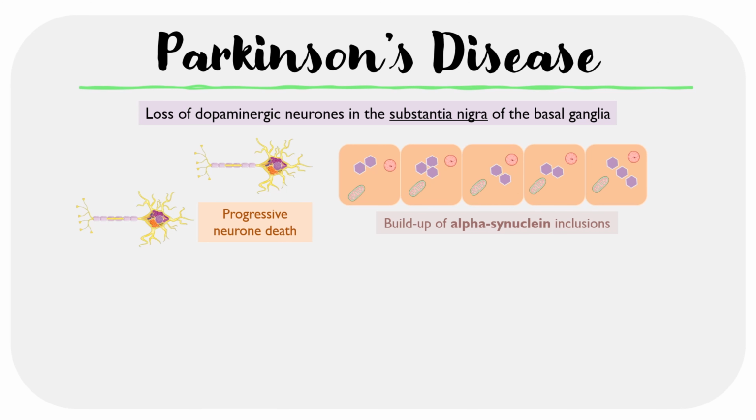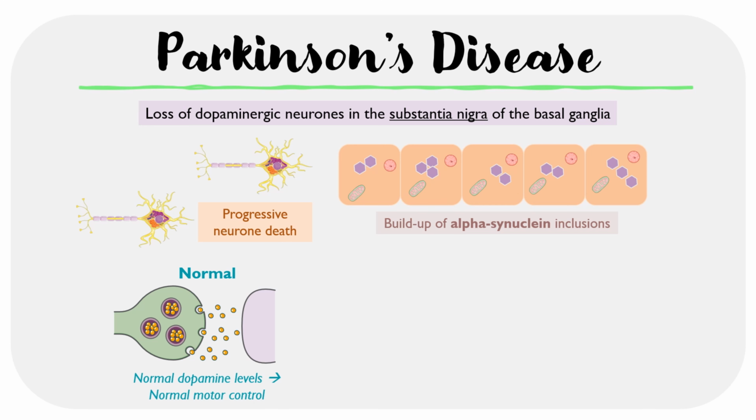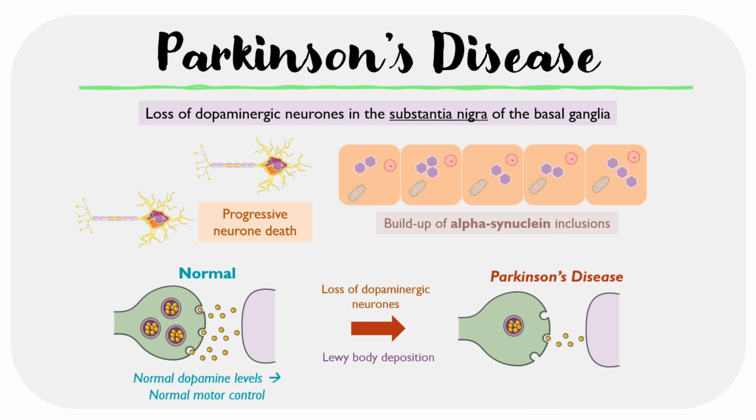To illustrate the effect of both of these changes, we can look at what happens in a normal synapse, where there's a good level of dopamine circulating between one end of the synapse and the other, and this allows for normal motor control. Comparing this with Parkinson's disease, the buildup of alpha-synuclein combined with the loss of dopaminergic neurons results in less dopamine flowing from one end of the synapse to the other, and this results in impaired motor control, which leads to the symptoms of the condition.